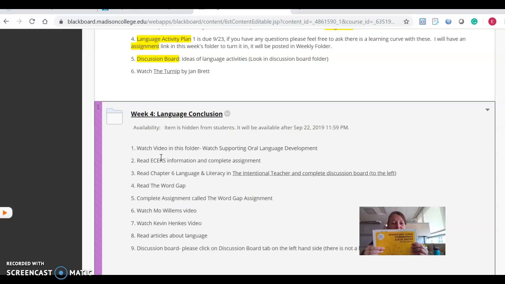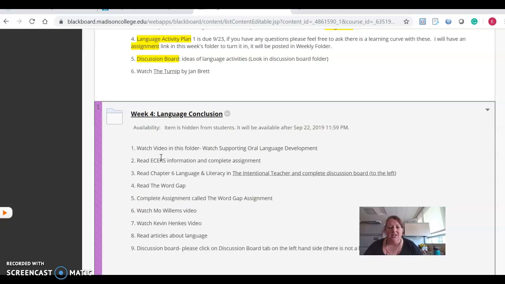Early Childhood Environment Rating Scale book. Looks like this. You're going to be reading chapter 6 in the book, The Intentional Teacher, and completing the discussion board. Reading the word gap information. There's 4 or 5 articles about it, and then also an assignment that goes with that.